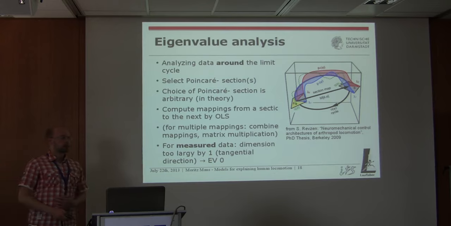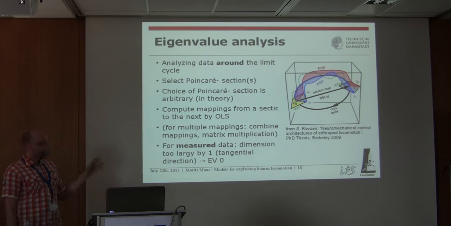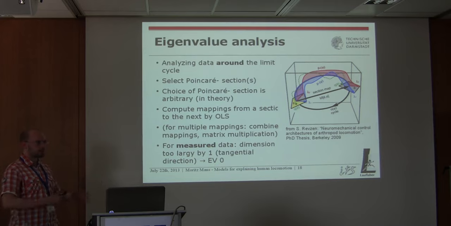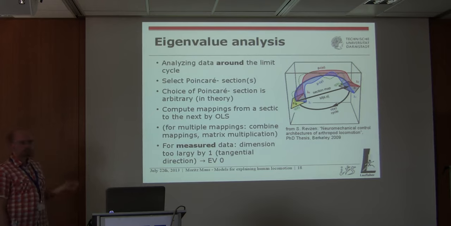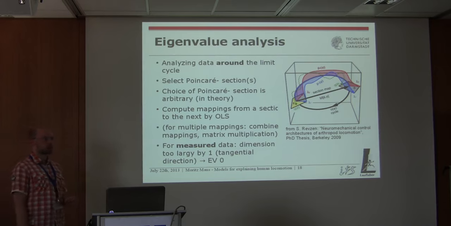You might argue, okay, there's a technical detail. If you have a 64-dimensional subsystem selected of your kinematics, you lose one dimension because you have a limit cycle, so you somehow need to subtract this dimension. But from a mathematical point of view, that will give you an eigenvalue of exactly one in the regression, and so we just skip this. Okay, it's a technical detail.